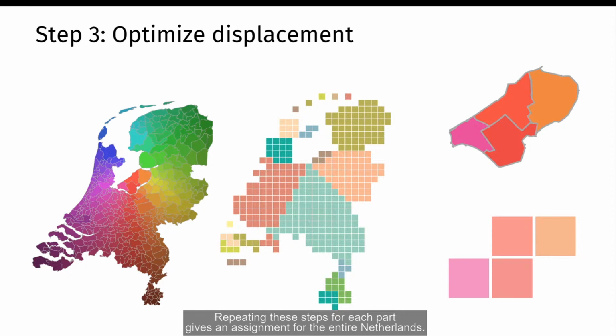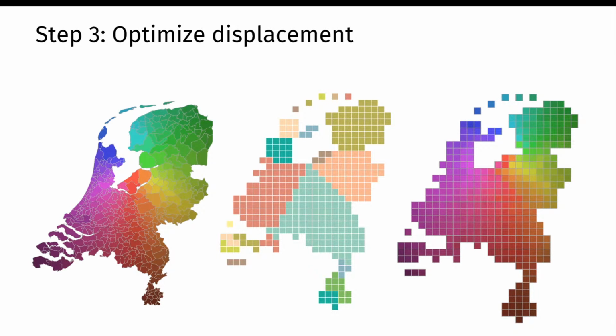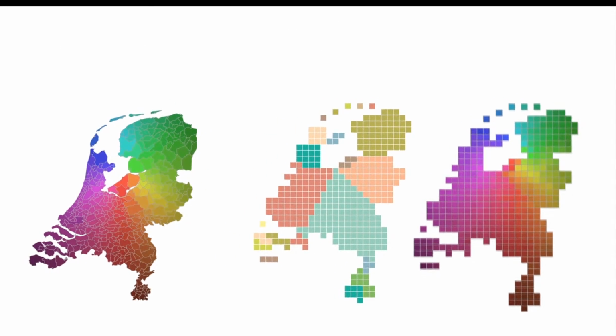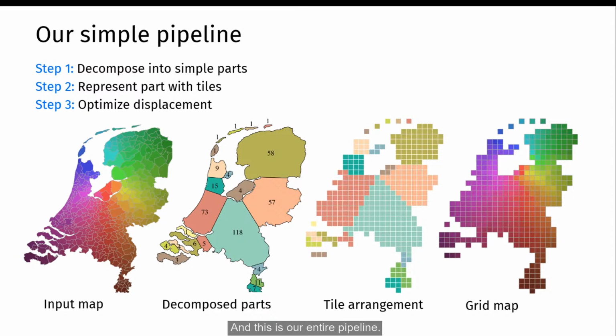Repeating these steps for each part gives an assignment for the entire Netherlands. And this is our entire pipeline. Our pipeline just starts with decomposing the input map into simple parts. We then represent each part with tiles, and finally we optimize the displacement of the assignment from regions to tiles for each part separately.